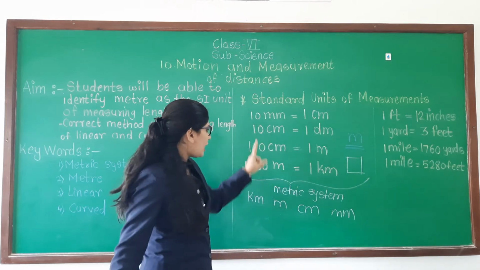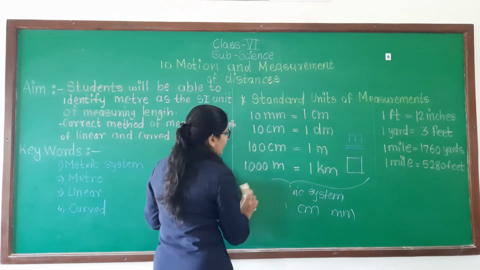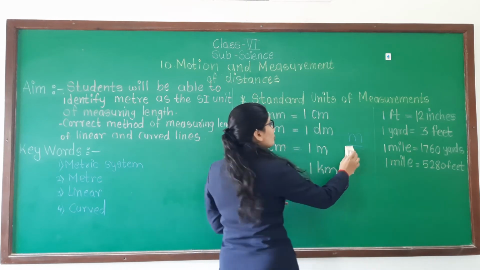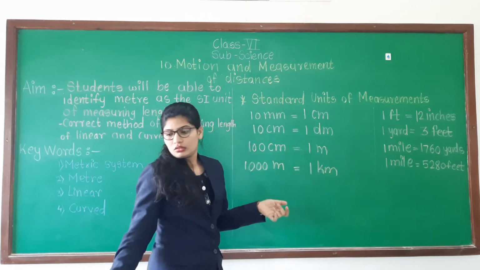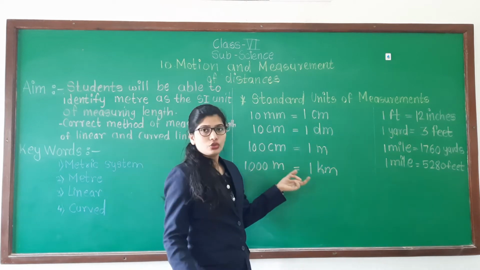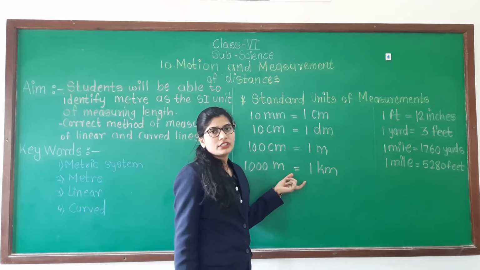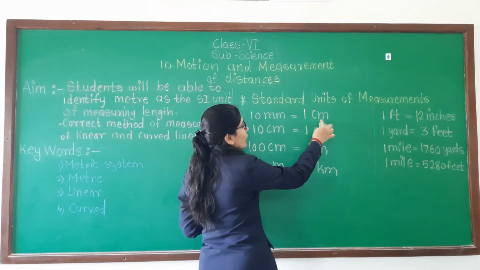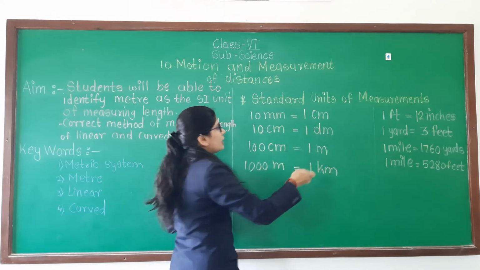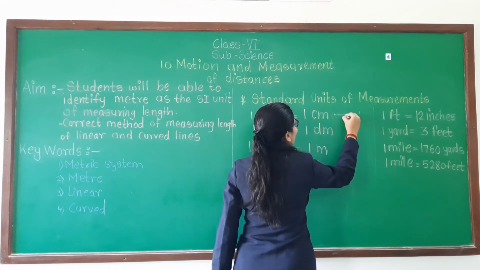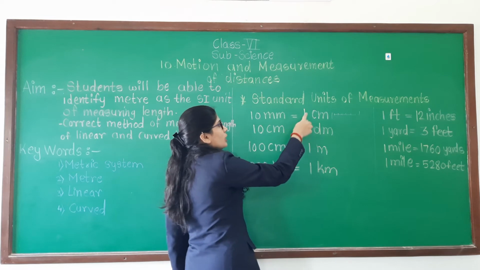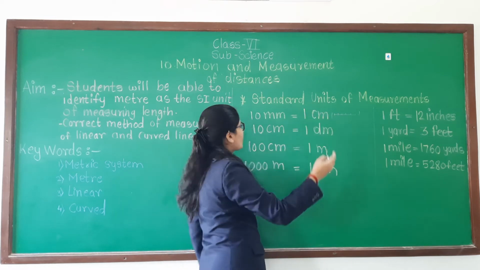Understood? So here I have given some conversions, and you should know them, because when we are solving numericals, we should know the conversion of these things. So see, 10 millimeter is equal to 1 centimeter. We have learned that. In 1 centimeter, a total of 10 divisions are there.